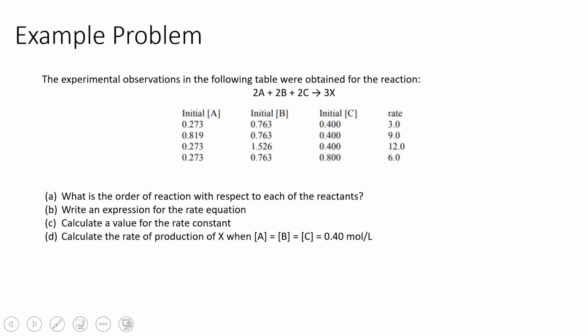So today's example problem, the experimental observations in the following table were obtained for the reaction 2A plus 2B plus 2C goes to 3X. And it gives you these 4 experiments that were conducted, right? And it says, what is the order of the reaction with respect to each of the reactants? Write an expression for the rate equation, calculate a value for the rate constant, and calculate the rate of production of X when concentration of A, B, and C are all 0.4 moles per liter.